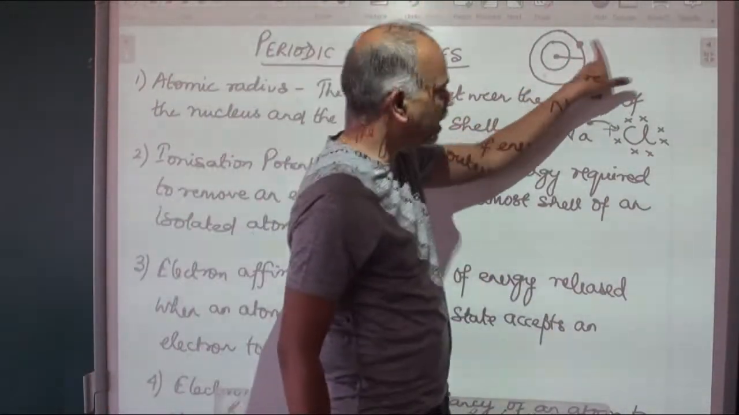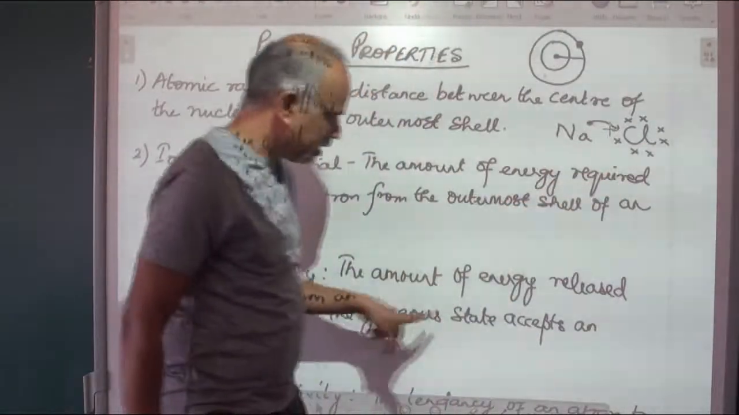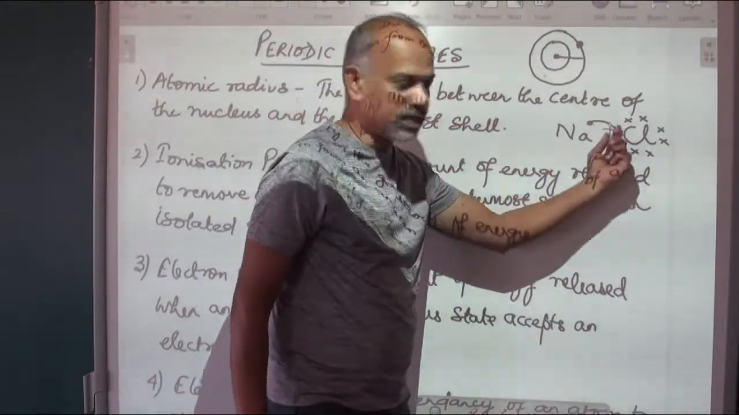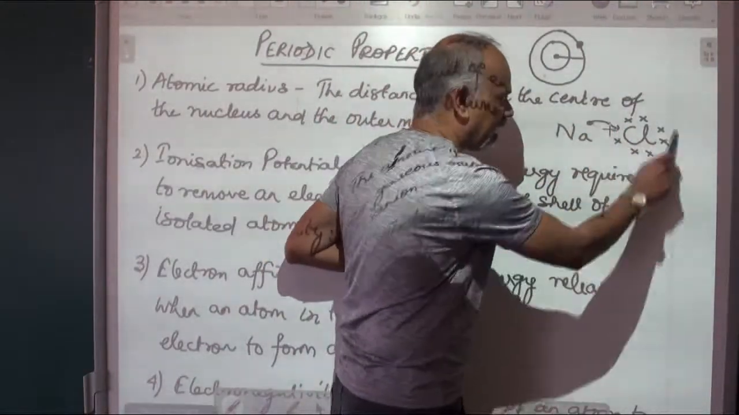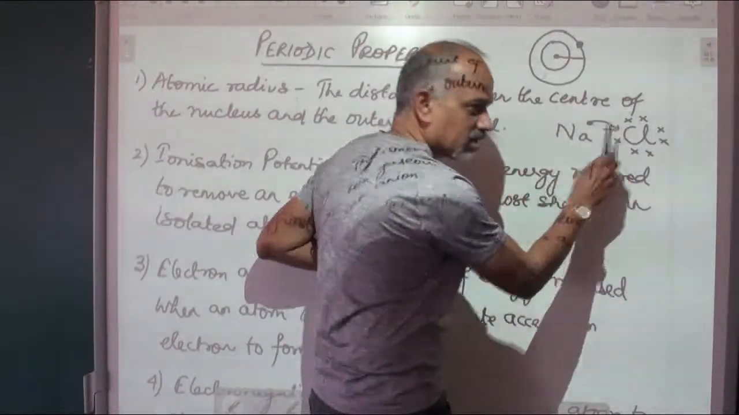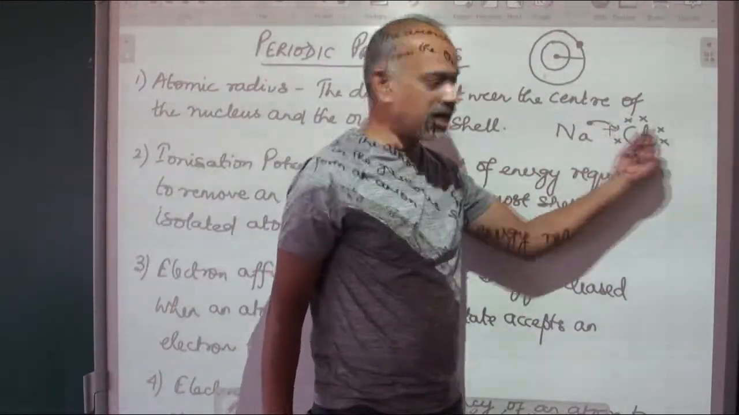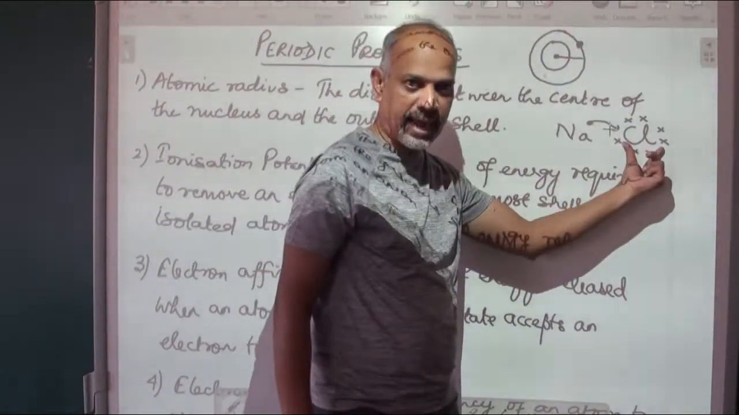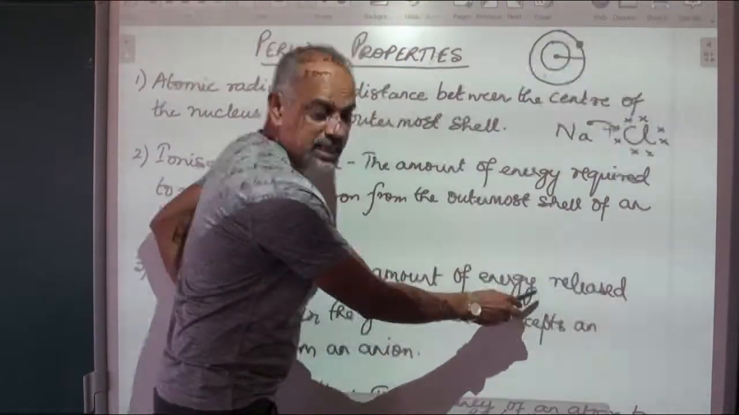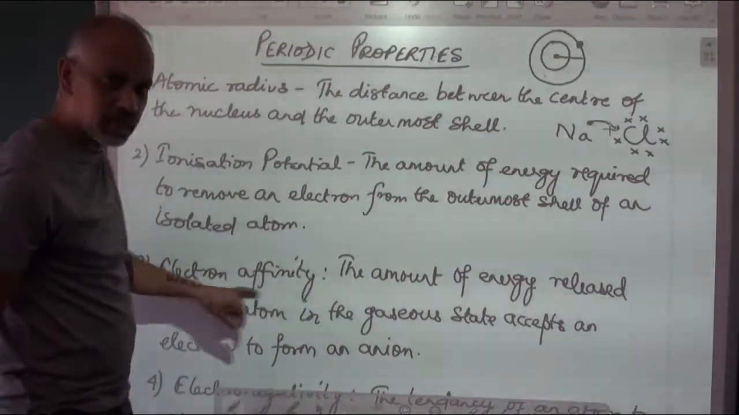To remove an electron, the energy is required. To accept an electron, the energy is released. So the amount of energy released by accepting an electron to form an anion. Anion means negatively charged particle. Because it received one electron, and electron is negatively charged, this becomes negatively charged, and this becomes positively charged. This becomes an anion. So to form an anion, there is some amount of energy which is released to accept this electron. That amount of energy is called electron affinity.